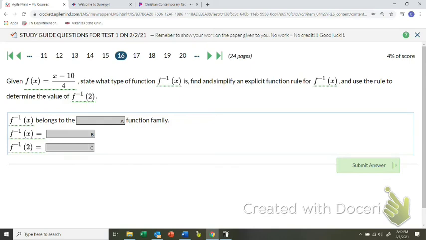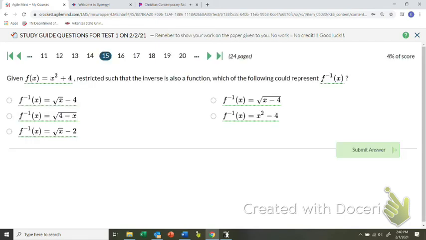All right, number 16. We have to first find the inverse. And then C is the same thing. A and C, I think, for 15. Let me go back. The square root's not over 4. Oh, yeah. Make sure it's all the way over on the 4.